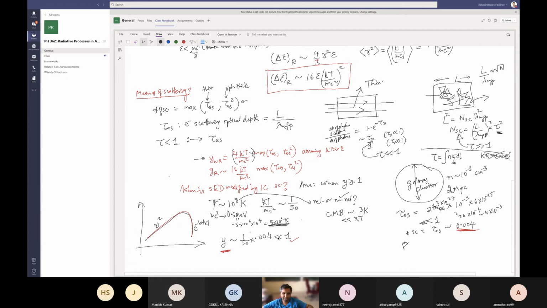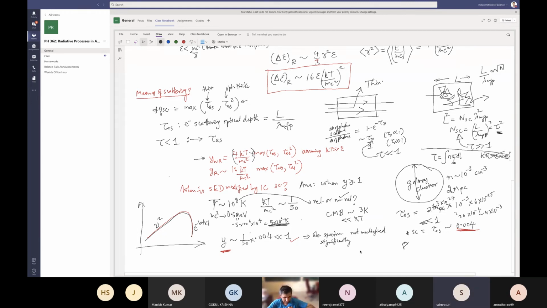So our Compton y, which is the product of delta epsilon by epsilon and tau, for tau less than 1 is just tau, and if it was optically thick, then we should have used tau squared. So our y is much less than 1. That means the observed spectrum is not modified significantly, right? This is what it means. Do you get it?